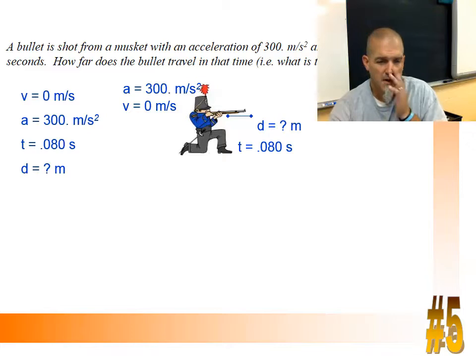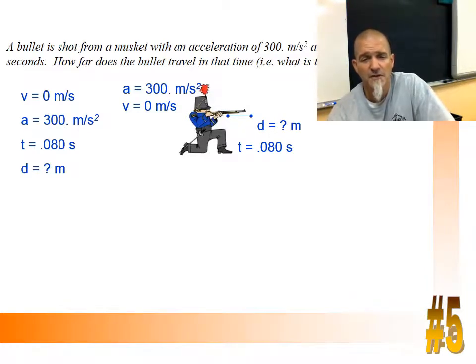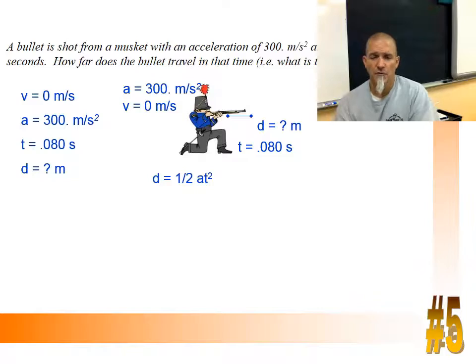Here's our picture. Very much the same picture. The difference here is now we're looking for the distance it goes rather than the time, but it's a similar kind of situation. Here's the equation I would use. Again, we could use the longer form of this equation, d equals v0t plus 1/2 at squared. I'm going to choose to use equation 5. It's just a little simpler.